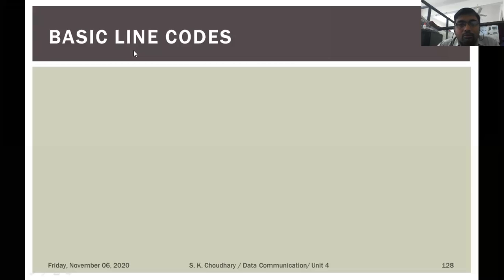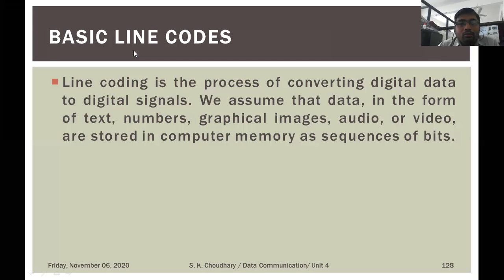Okay, so if we talk about the line code, line coding is a process of converting digital data to a digital signal. It is just a process for conversion of the digital data into the digital signal, because data can't be directly transmitted in the transmission media. It has to be first converted into a signal. We assume that the data is in the form of text messages, numbers, graphical images, audio, or video that is stored in the computer memory as sequences of bits.